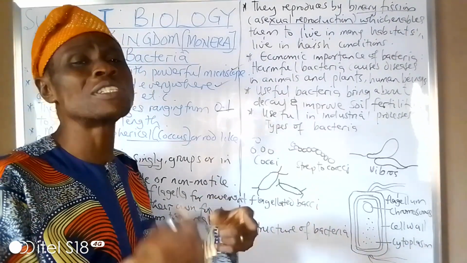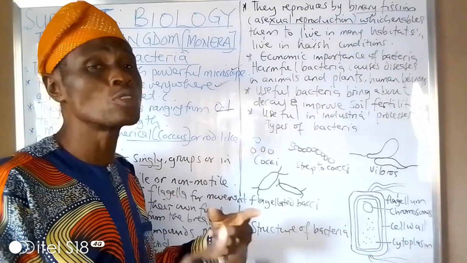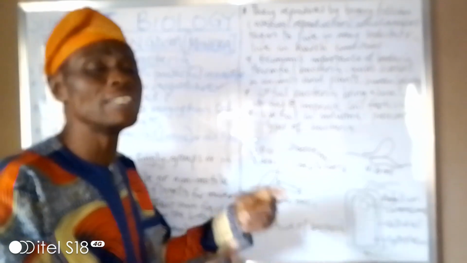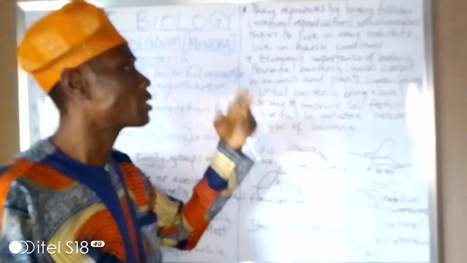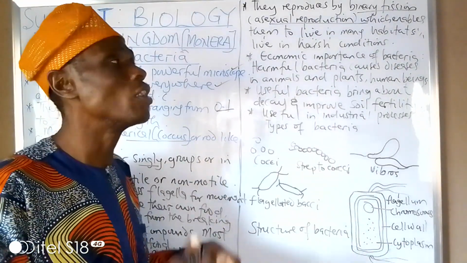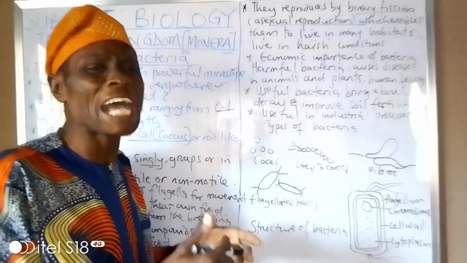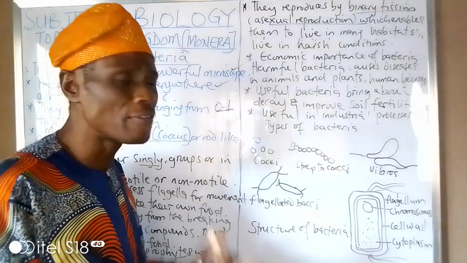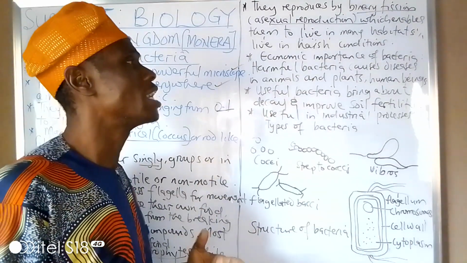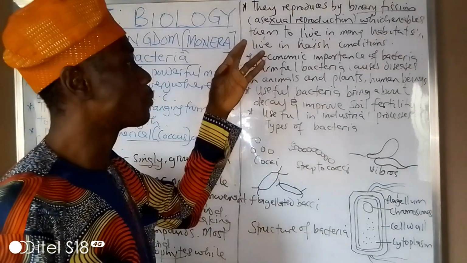They can easily multiply. They can reproduce at high speed, producing thousands and millions at the same time because they keep on dividing. That's why you can find them in many habitats. You can find them in water, in air, or on land, and they are able to survive in harsh conditions. You can see them everywhere. Now, that is under their reproduction.